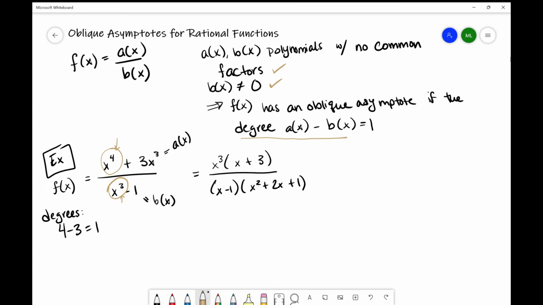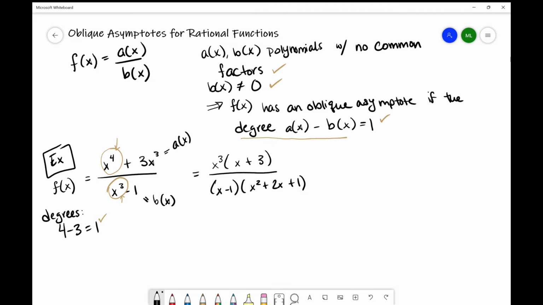Alright, and this also checks out with what we have here. We see that it is also equal to 1. So this f of x has an oblique asymptote. Now we need to figure out what that oblique asymptote is. At the end of the day, the oblique asymptote is going to equal a of x divided by b of x. Okay, let's also go ahead and write that down.